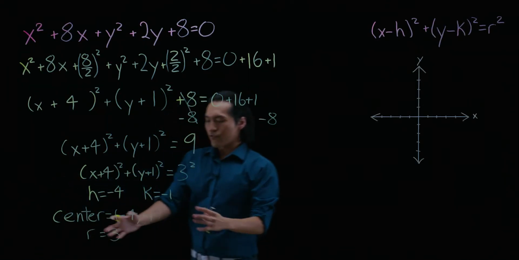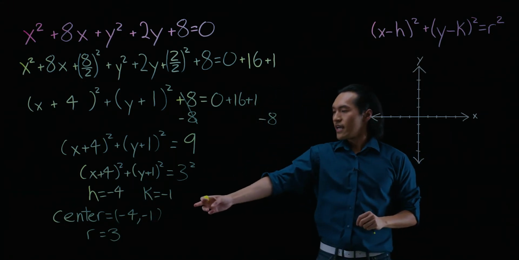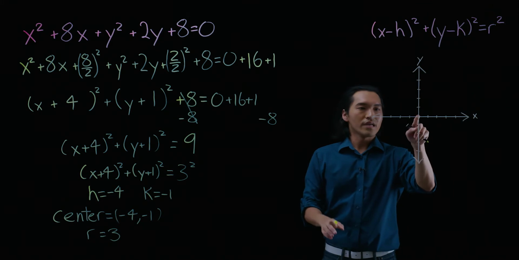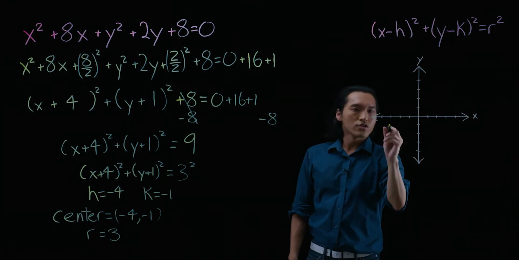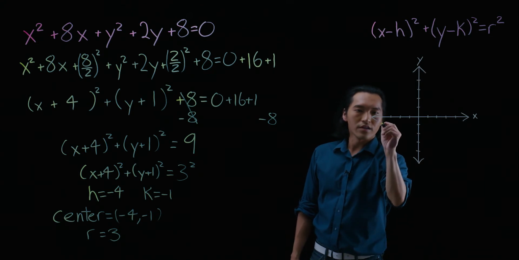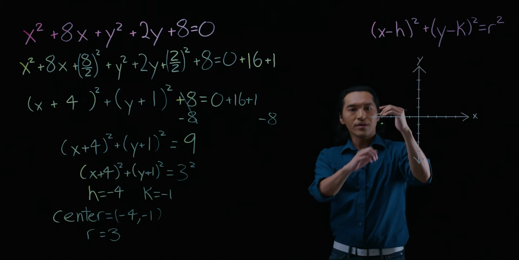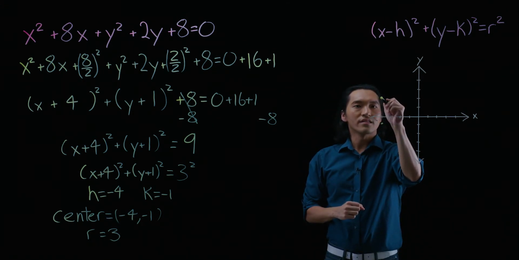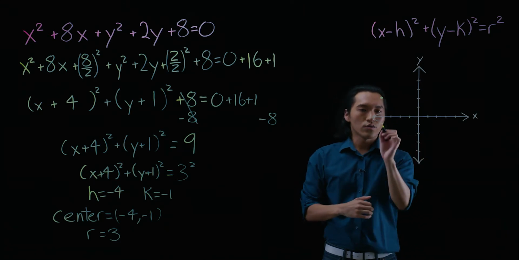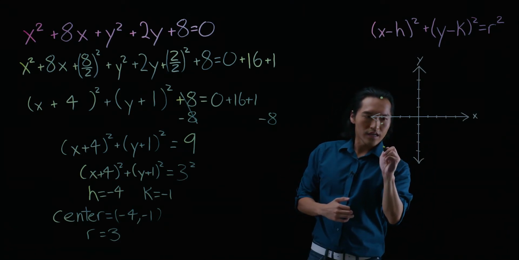Cool. So now with this information, we can graph it on this coordinate plane. So let's plot the center first. Negative 4, negative 1. So that means we're going left 4 and then down 1. So the center is right here. And then the radius is 3. That means we can go up 3, and this would be the topmost edge of the circle. And then we can go down 3. 1, 2, 3, right here.